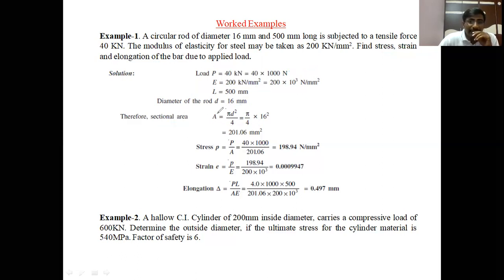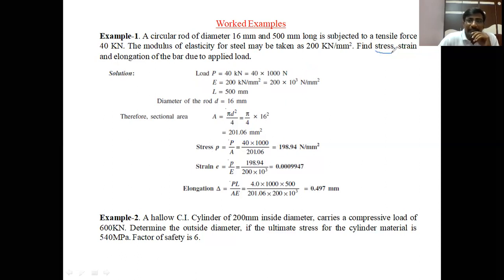As we know, the cross-sectional area of the member, as it is a circular rod, the formula is pi by 4 d square. Pi by 4 into d value, which is 16 mm. Pi by 4 into 16 square is approximately 201.06 millimeter square.